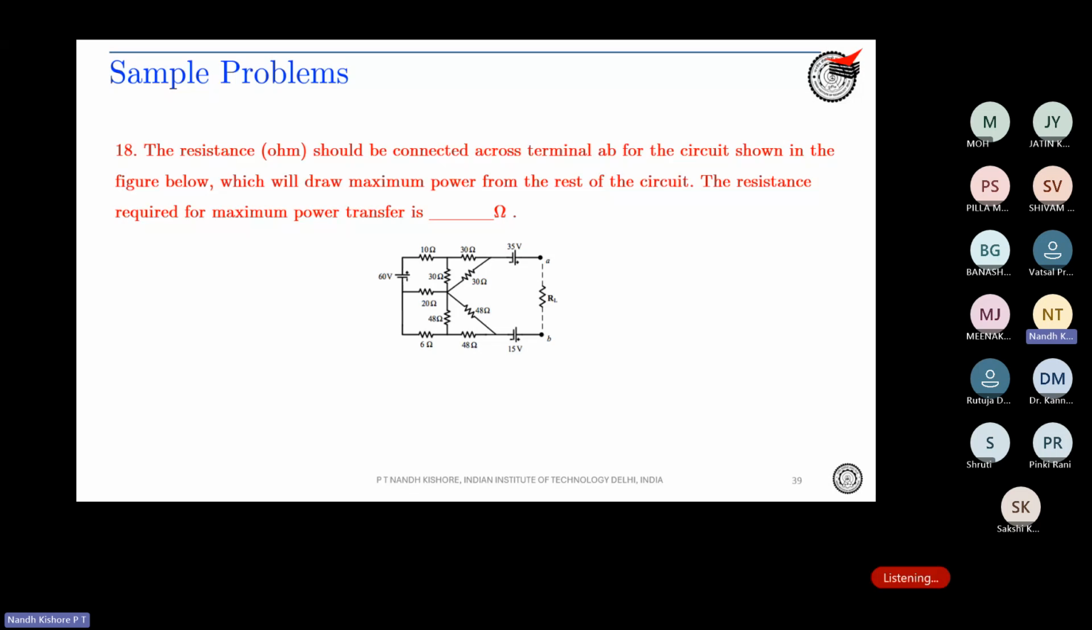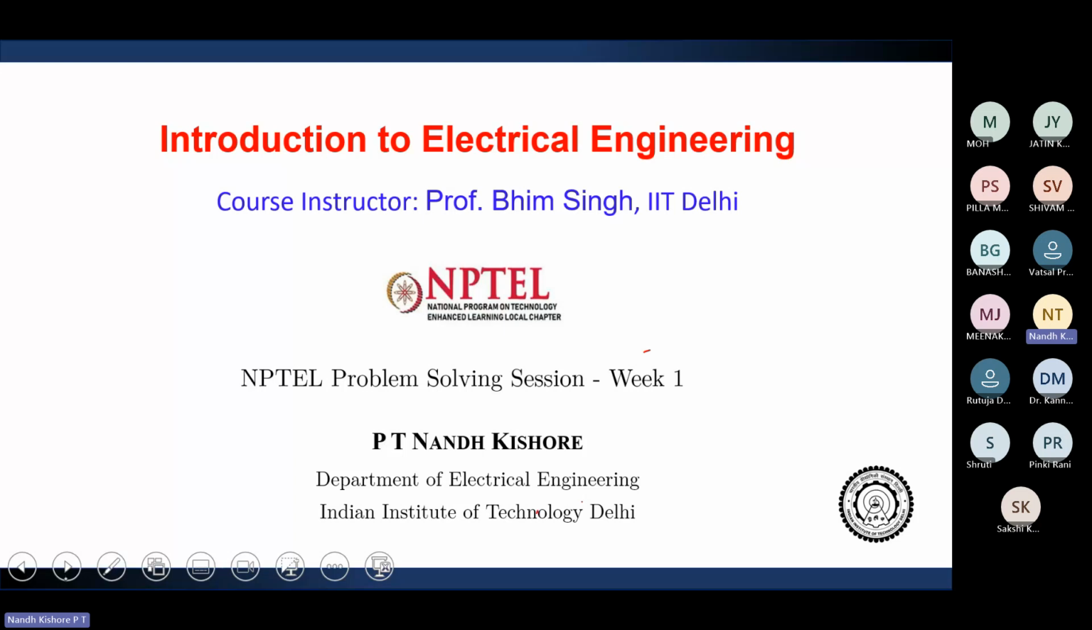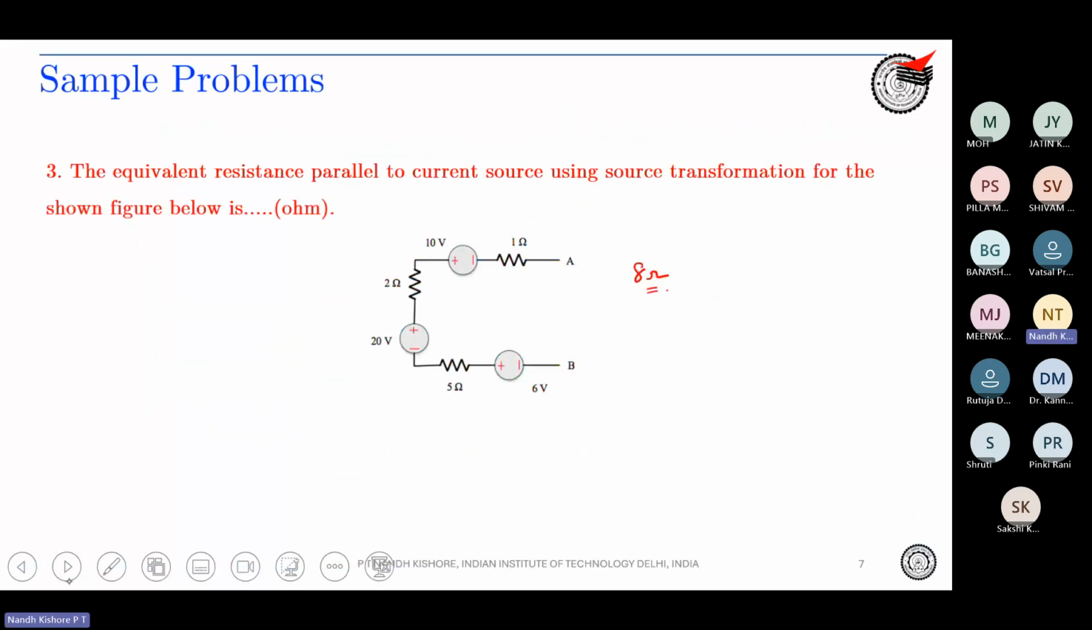Yeah. So the resistance should be connected across terminal AB for the circuit shown in the figure below, which will draw maximum power from the rest of the circuit. The resistance required for maximum power transfer is dash. Again, you know that the resistance for maximum power transfer means RL should be the same as R Thevenin. So we have to find out the Thevenin.